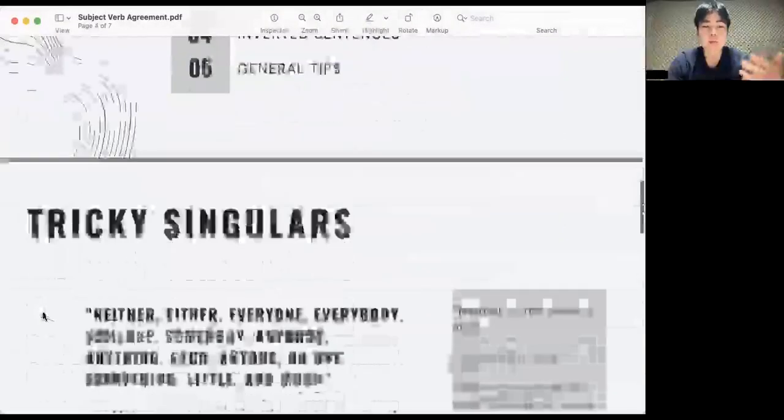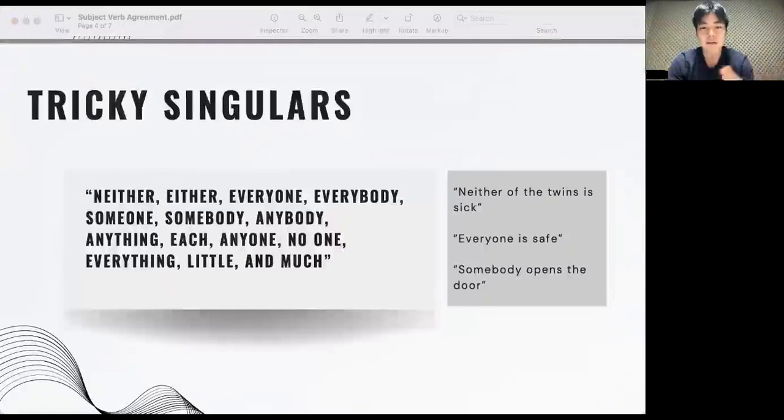Now, first, you got tricky singulars. Tricky singulars are words that appear to be plural, but are in fact singular, and this trips up a lot of students. I've listed every tricky singular that commonly appears on the SAT exam, and as you can see in these examples, they're followed up by a singular verb.